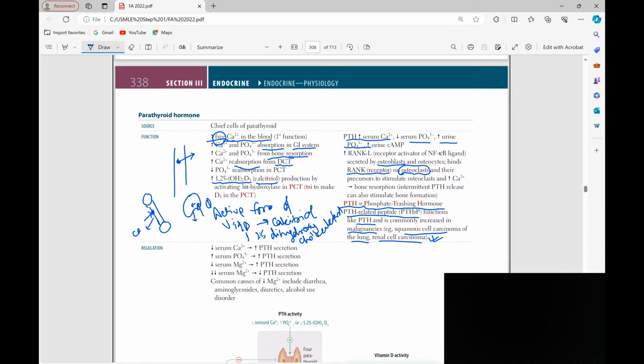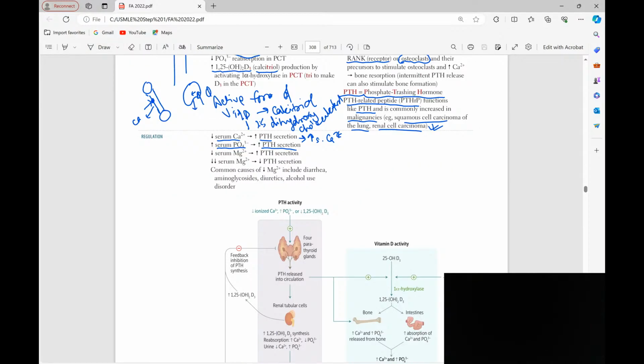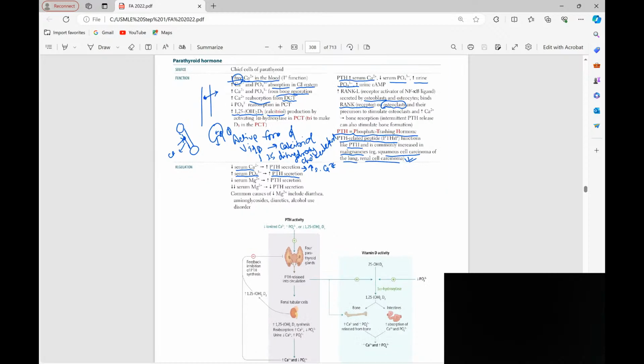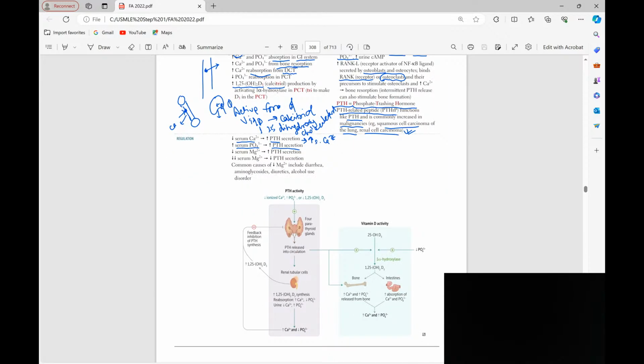So regulation is the same thing: when calcium decreases, PTH increases, because the function of parathormone is to increase serum calcium. And when phosphate increases, parathormone secretion also increases. In this way, there is a mechanism of regulation. We need to memorize this picture. This is the pictographic memory. If you understand this, if you have this memory, then you can attempt any question.